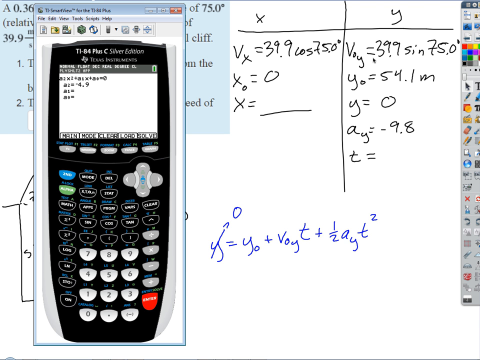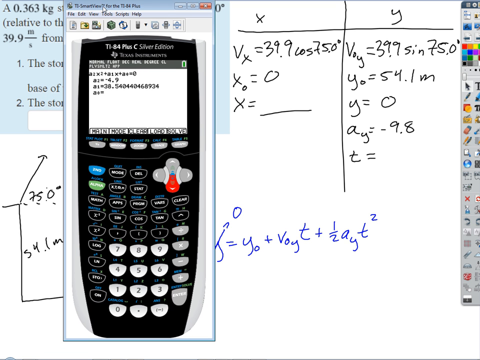Mm-hmm. 39.9 times sine 75. Do you have to put the times, or can you just put the sine? Oh, you don't have to, I don't know on here. I wasn't sure on here if you normally don't, but that's why I put it, just in case. And then, let's see, the y naught was 54.1, I think, wasn't it? Yeah. It was 54.